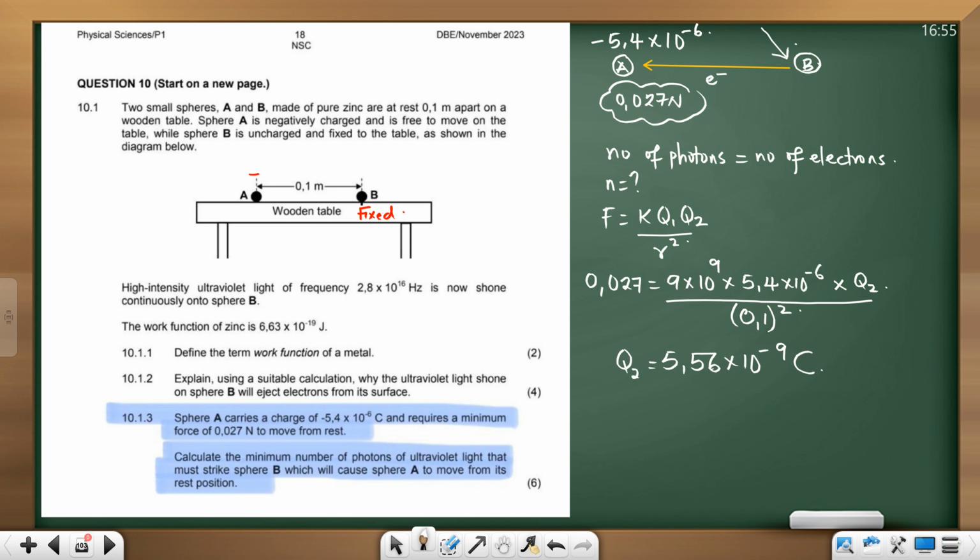We know that N equals Q over E. Remember they said it was neutral, right? 1,6. Let's get that number of electrons. Let's quickly calculate.